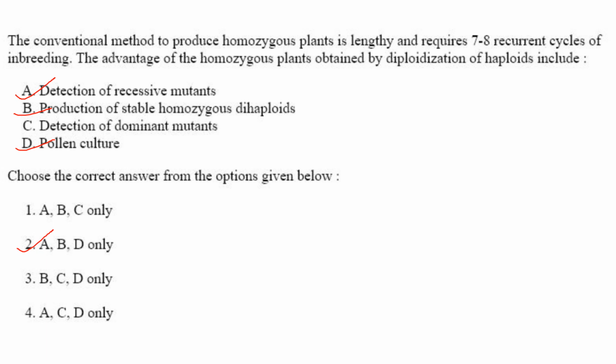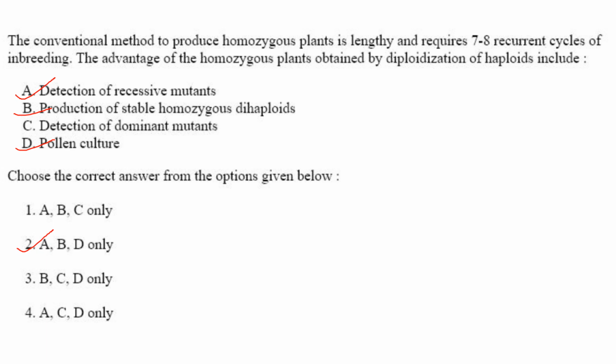Then next one. The conventional method to produce homozygous plants is lengthy and requires 7 to 8 recurrent cycles of inbreeding. Yes. The advantages of the homozygous plant obtained by diplodization of haploids include. Now after obtaining homozygous plants, you can convert them into diploids. So homozygous plants can be converted to diploid.